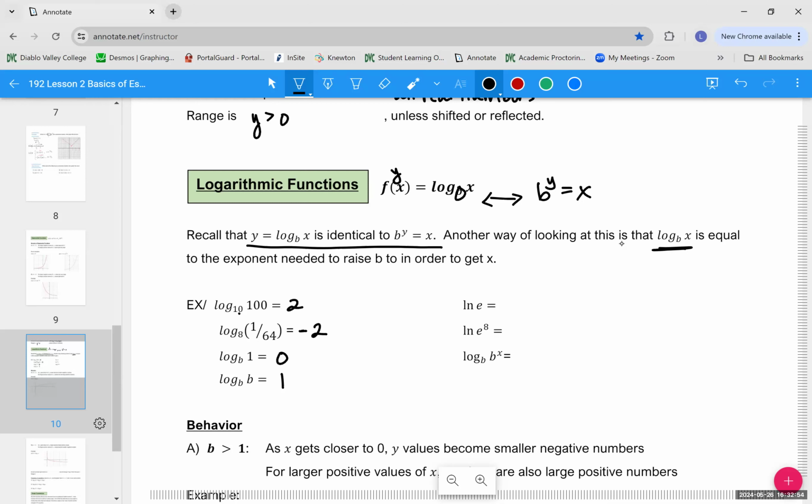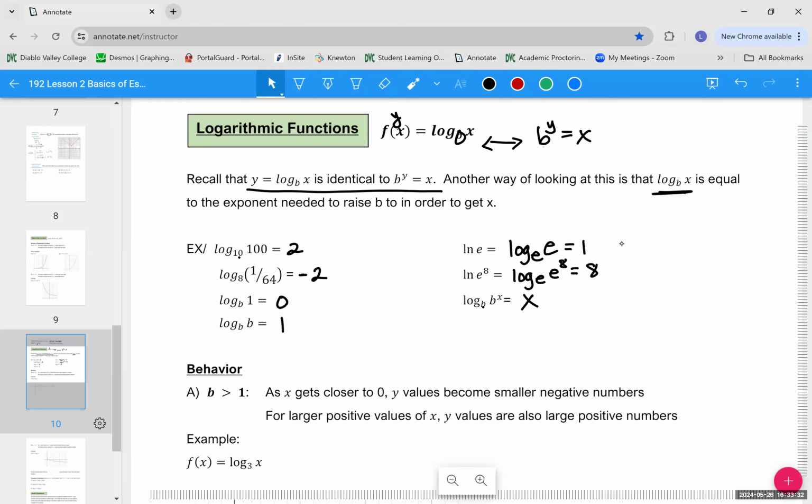Now, you probably remember that ln of e is just 1, but remember ln is log base e. So what power do I raise e to get e? 1. What power do I raise e to get e to the 8th? 8. So I know that you have this idea in your head that ln and e cancel each other out. And they do, in the sense that you're already looking at a base e. So same thing here, log base b. What do I raise b to get b to the x? It's just x.